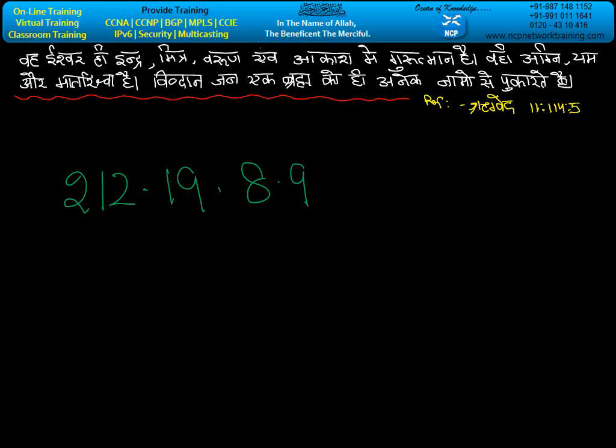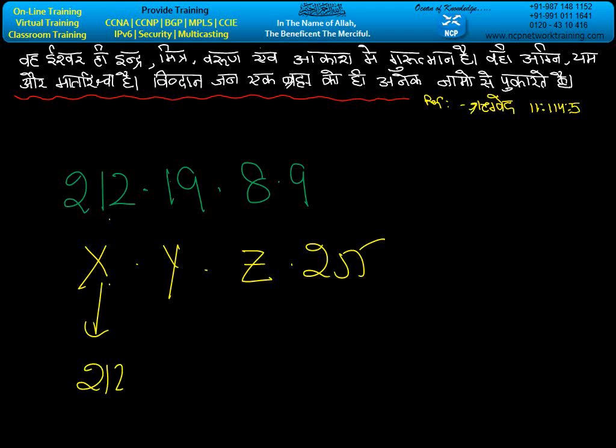The first thing I told you is the pattern. The pattern for the broadcast ID of a class C number is X.Y.Z.255. X will remain constant, 19 will remain constant, 8 will remain constant, and instead of the last number you will place 255. It's a broadcast ID.